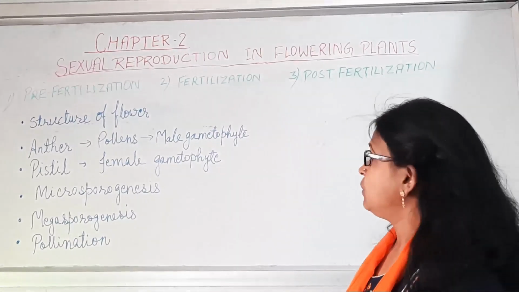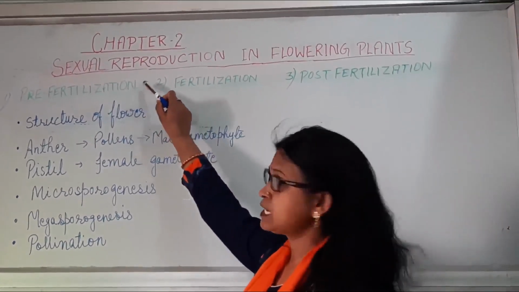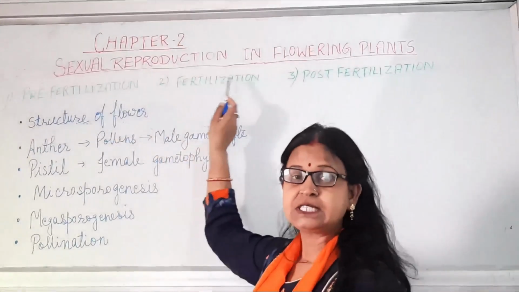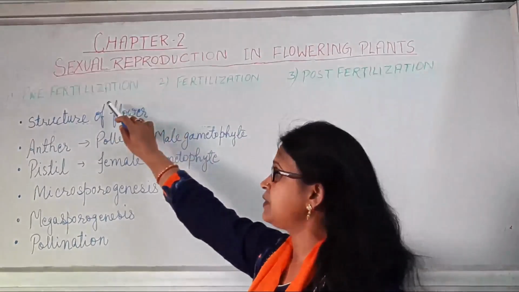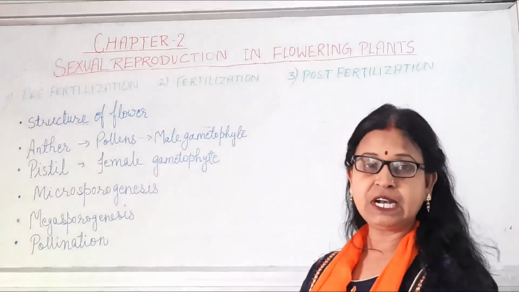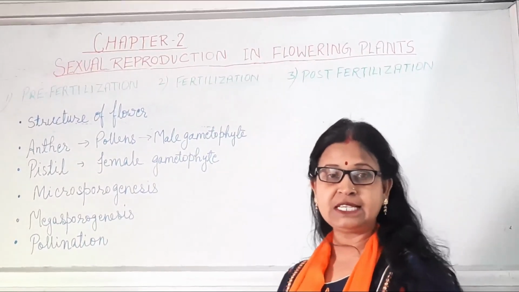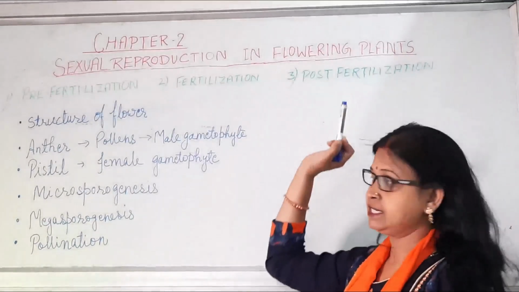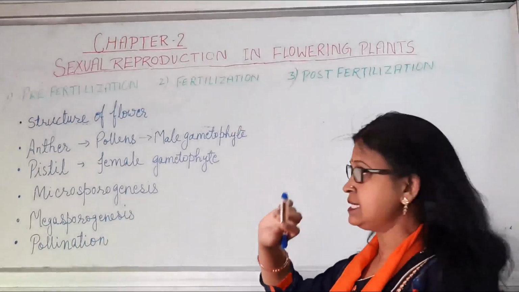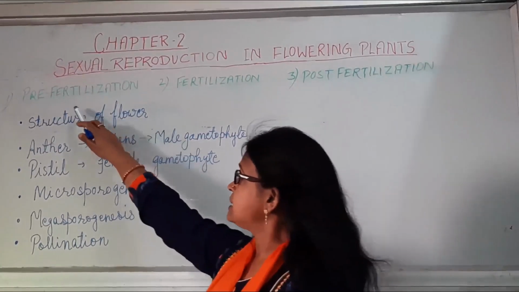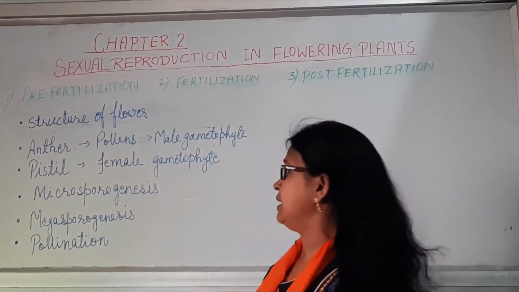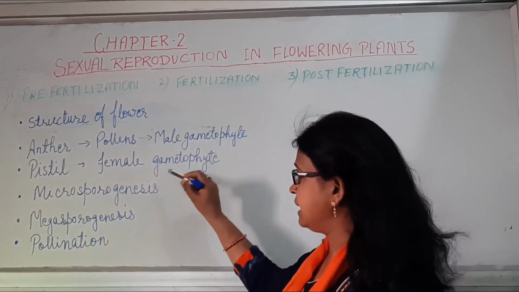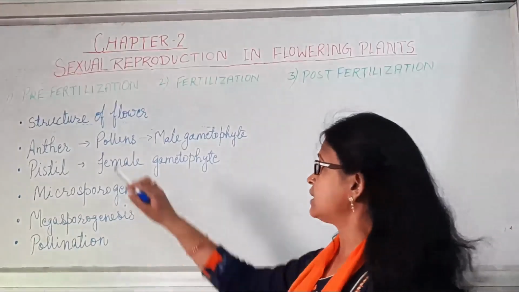Now you can see that it is written, sexual reproduction in plants consists of 3 different stages, 3 different events. First event is the pre-fertilization event, second is the fertilization event, and third is the post-fertilization event. Now one by one we will discuss all these. During the pre-fertilization event we will cover the different terminology we have written here. We will start with the structure of flower.